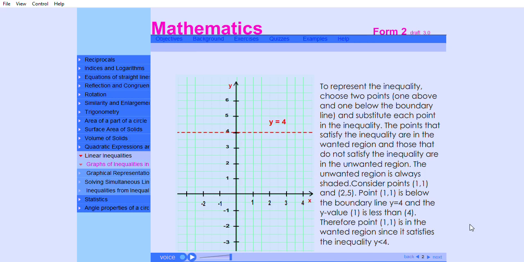Consider points (1, 1) and (2, 5). Point (1, 1) is below the boundary line y = 4 and the y value 1 is less than 4. Therefore, point (1, 1) is in the wanted region since it satisfies the inequality y < 4.